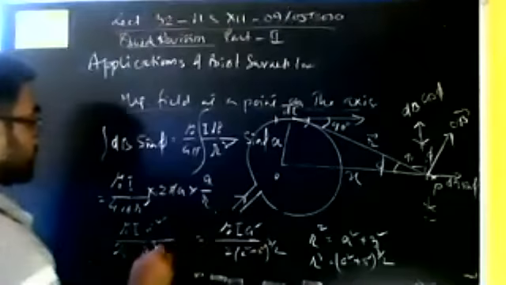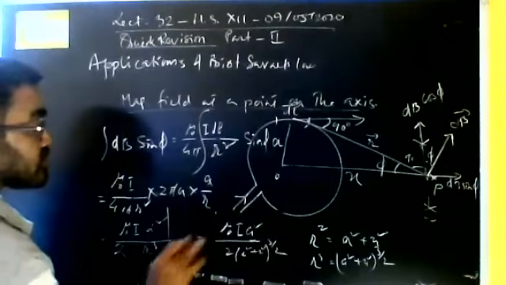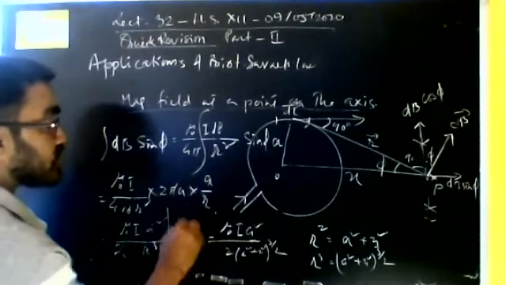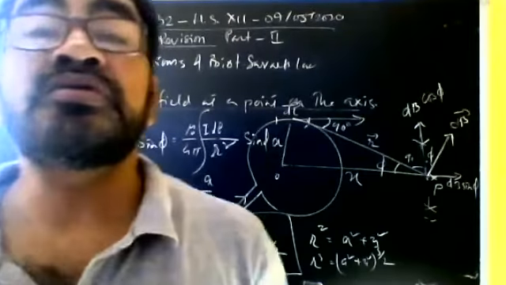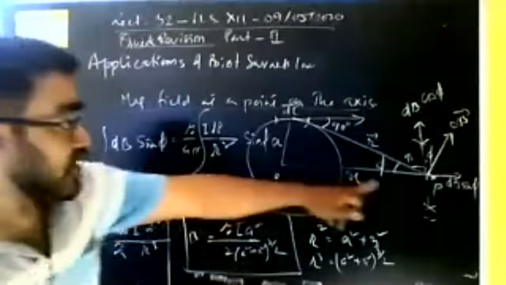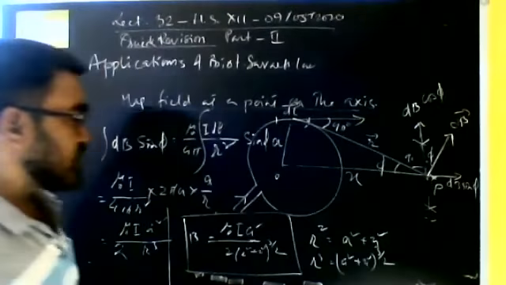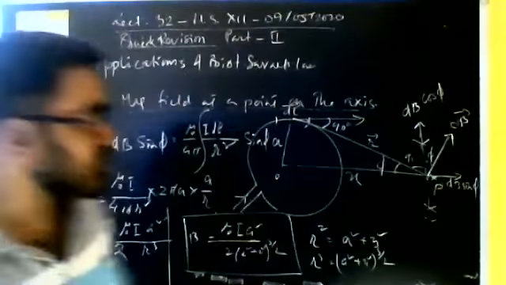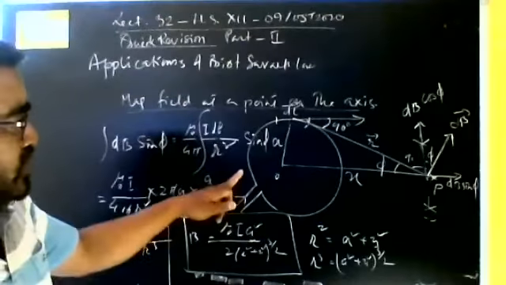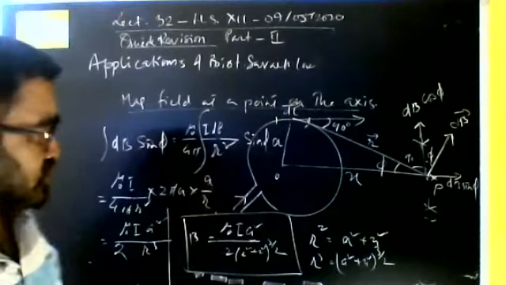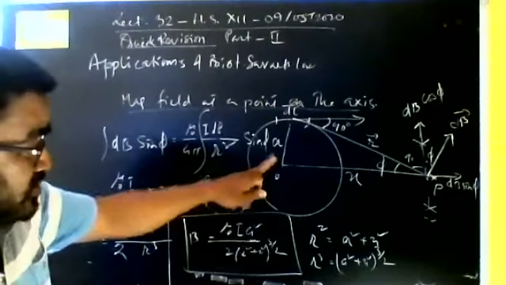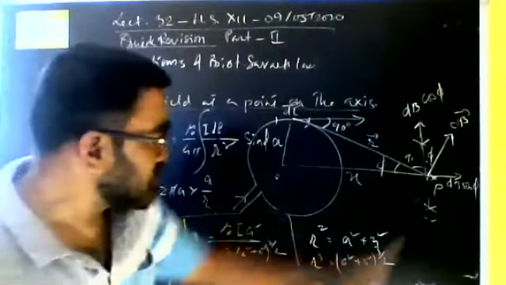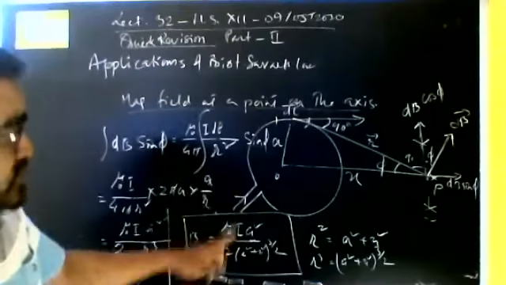So finally we got the value of B as mu naught I a square by 2 times (a square plus x square) to the 3 by 2. So we can now find the magnetic field at point P on the axis of a circular coil due to current I passing through the conductor. What is a? A is the radius. What is x? X is this distance. And I is the current.